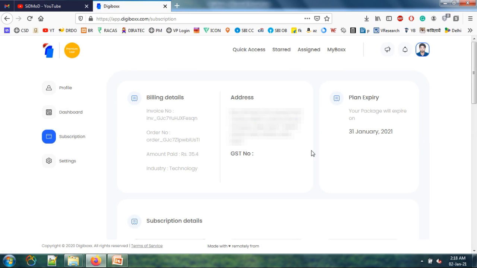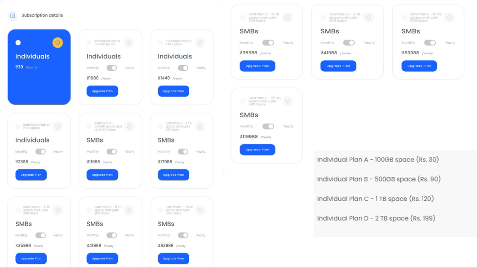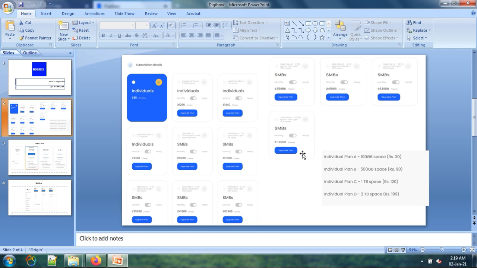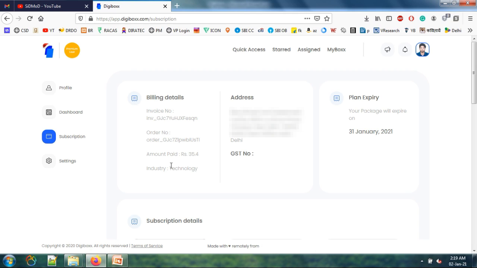Now you will see. So this is the billing detail. I have paid rupees 30 plus 18% GST. So GST you have to pay in all. These are all GST excluded rates, including the monthly ones. All are GST excluded packs. You have to pay 18% GST on every pack you are going to buy. So in this you can see I have paid rupees 35.4, that is including GST.